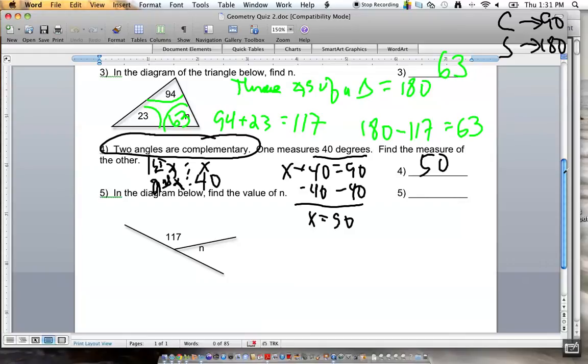If you had 50 and I marked it wrong, I actually thought it was that one measures 40 degrees more than the other. I read it too quickly. Show me your paper later and I'll adjust.